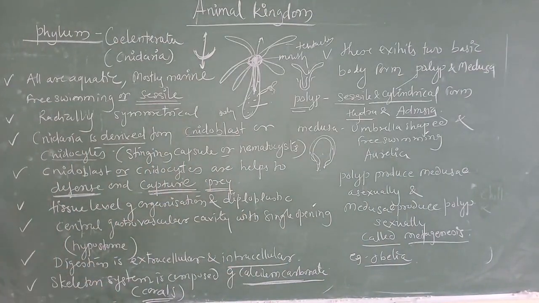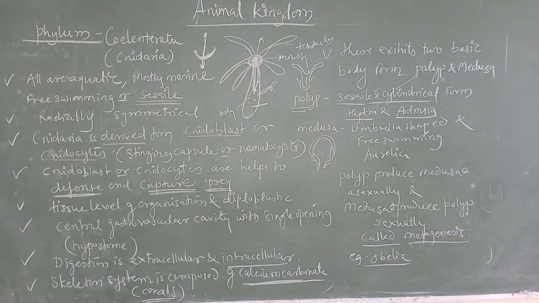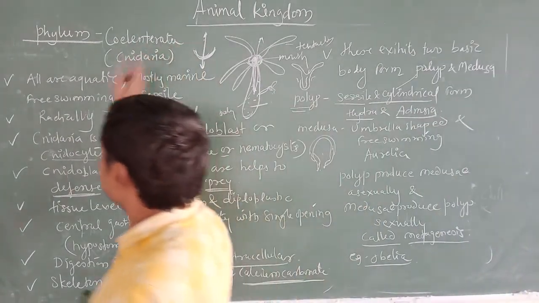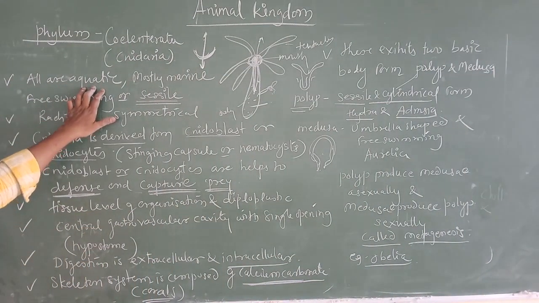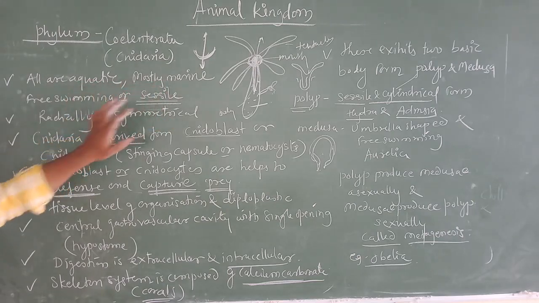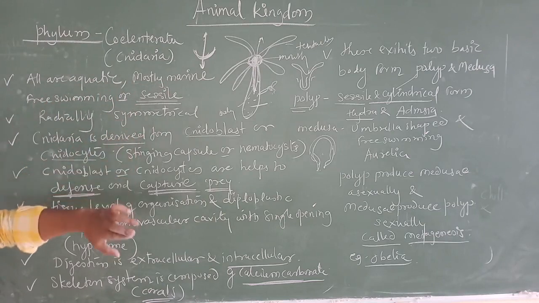And these peculiar characters we are going to remember regarding the Cnidaria. In Cnidaria, the first one is that all are aquatic, in the sense they live in water, mostly marine, free swimming or sessile.